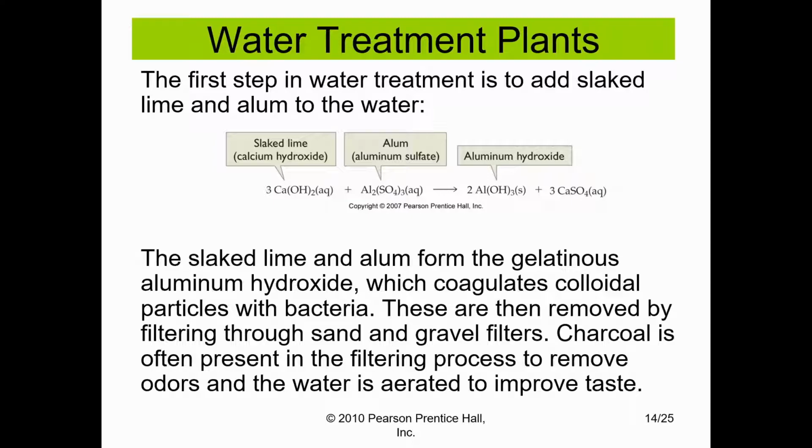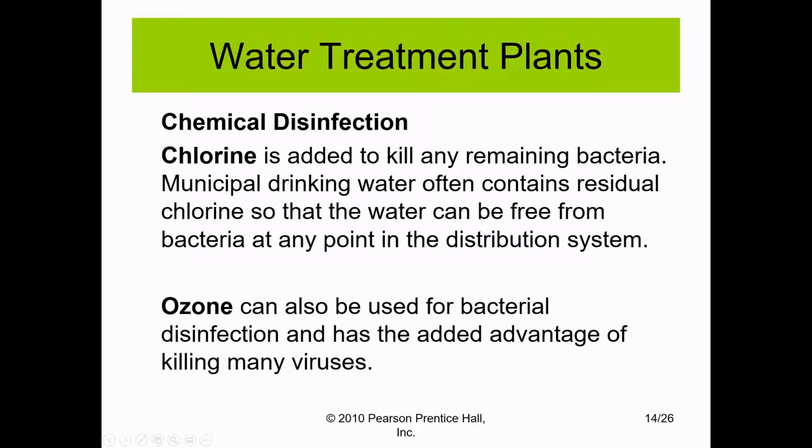Once the water is treated with the lime and aluminum, a coagulate forms which traps a lot of the bacteria. The solution is then filtered through sand and gravel, or even charcoal, to remove some of the odors and bacteria, and aerated to improve the taste. After this occurs, a chemical disinfectant can be used to kill any remaining bacteria.